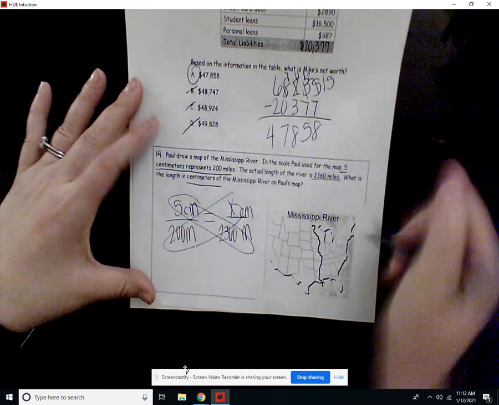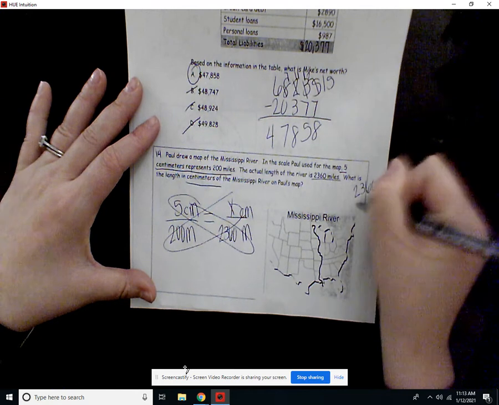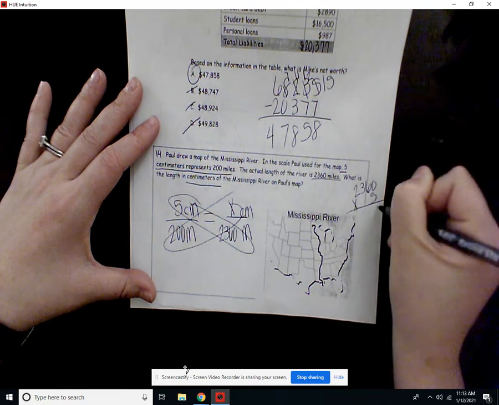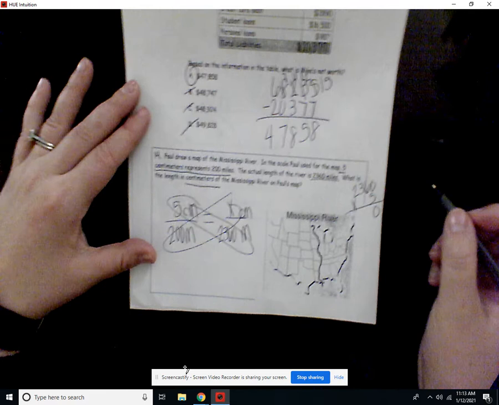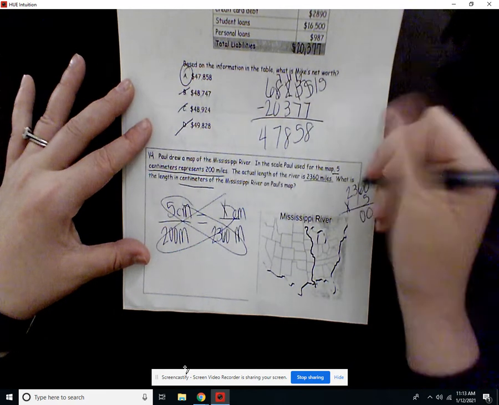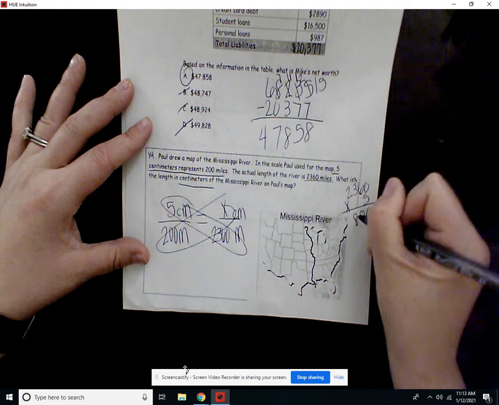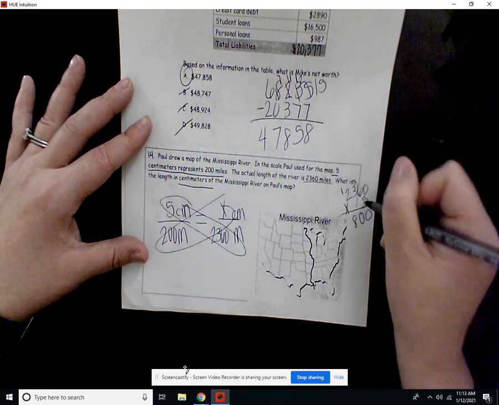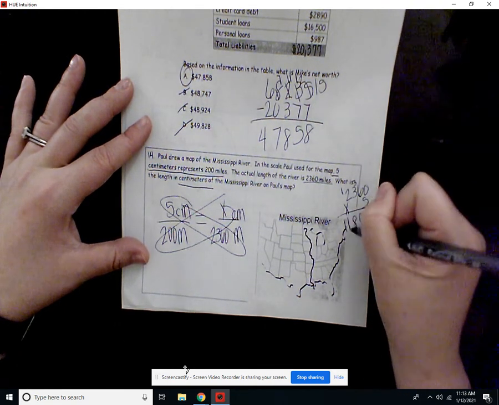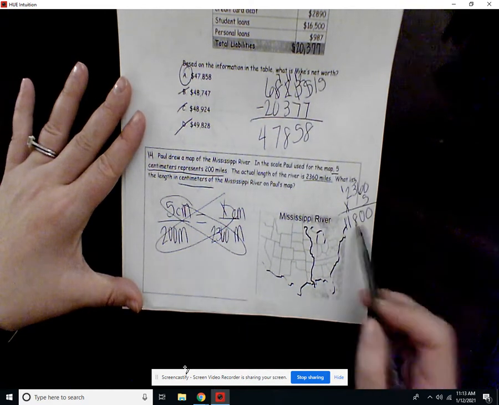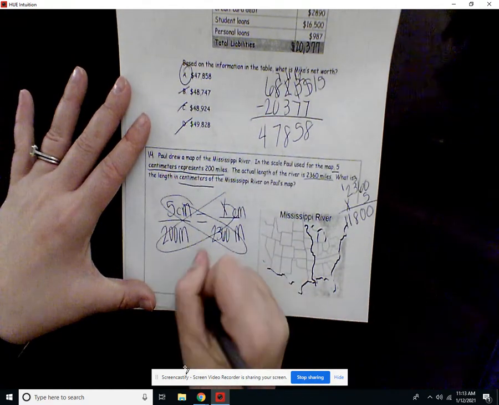So 2,360 times 5. 5 times 0 is 0. 6 times 5 is 30. Carry your 3. 5 times 3 is 15. Plus 3 is 18. Carry your 1. 5 times 2 is 10. Plus 1 is 11. And then we're going to divide that number by 200.